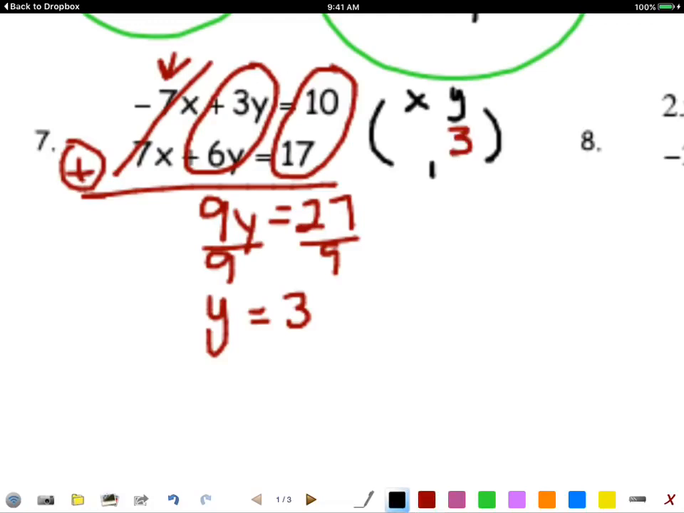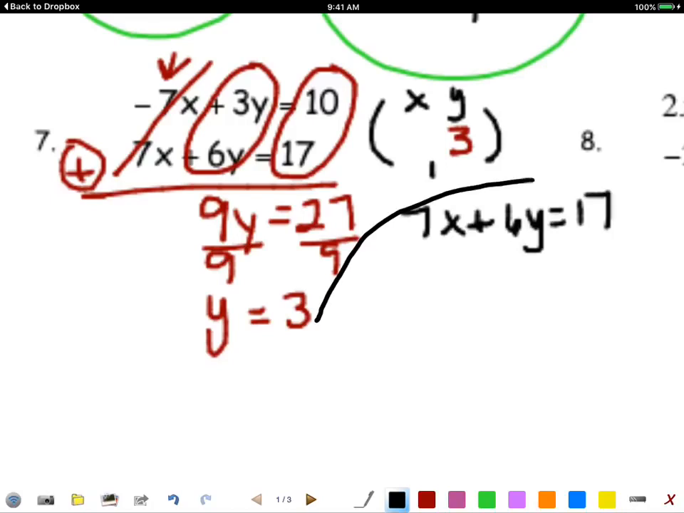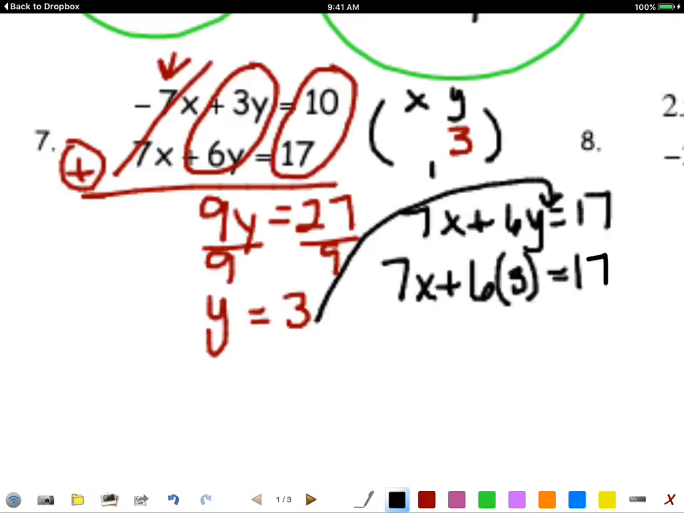After you do that, in order to find the second variable, you need to pick an equation. You can pick the top one or the bottom one. Honestly, I usually try to pick the one that either has the smaller numbers or doesn't have any negatives, just because that's what I prefer. But you can pick either one. It doesn't matter. I'm going to pick 7x plus 6y equals 17, and I'm going to plug in this 3 for y right here. So I have 7x plus 6 parentheses, put the 3 in there, equals 17.